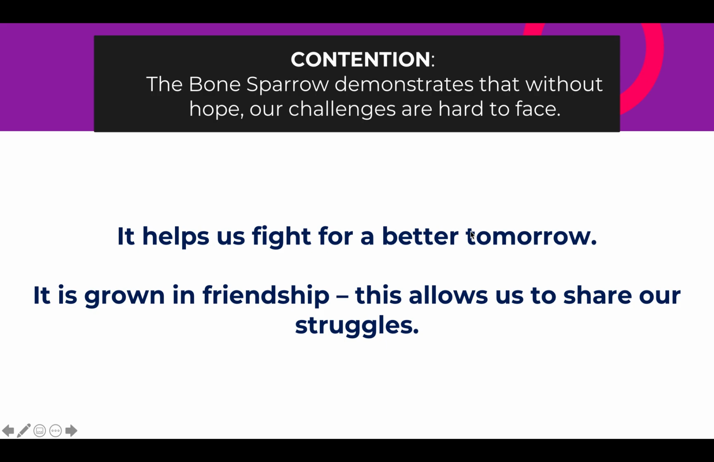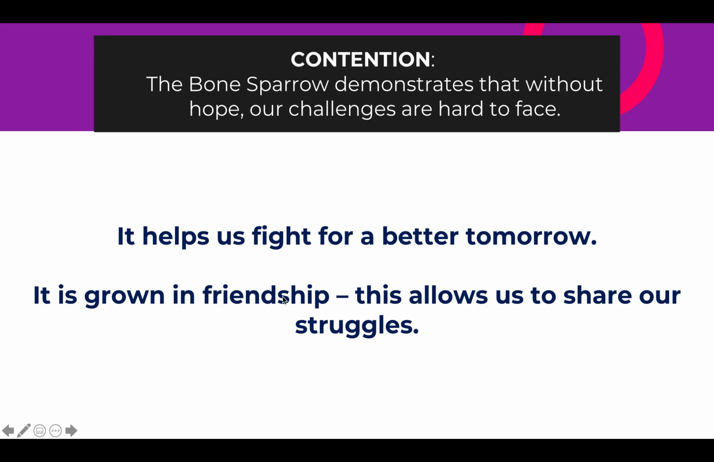That's one argument. And the second argument I've thought of is this, because friendship is a big theme in the book, as we've talked about. So I might say hope is grown in friendship, because friendship allows us to share our struggles. So my second argument is this, that yes, we need hope in order to fight, to see change, but actually hope actually grows.